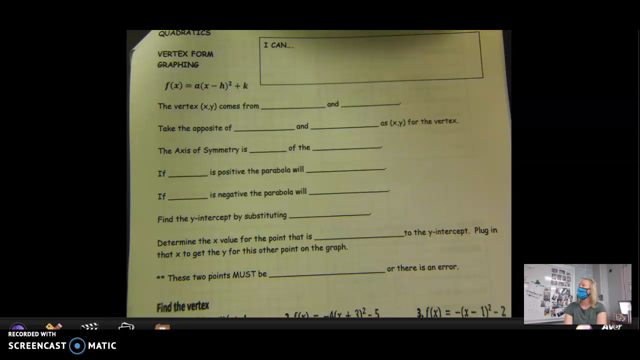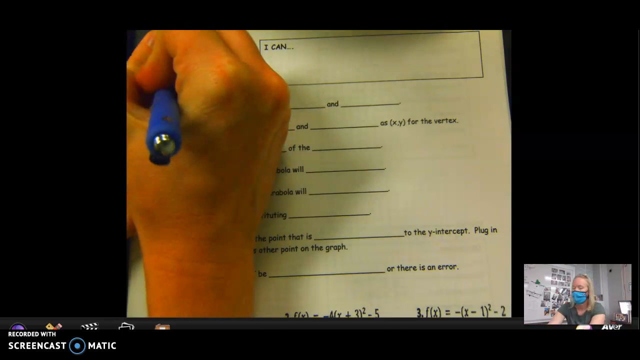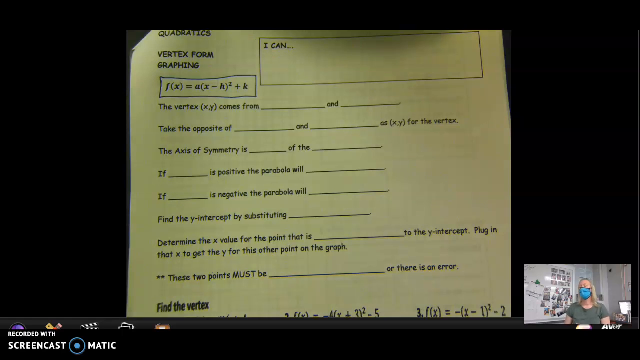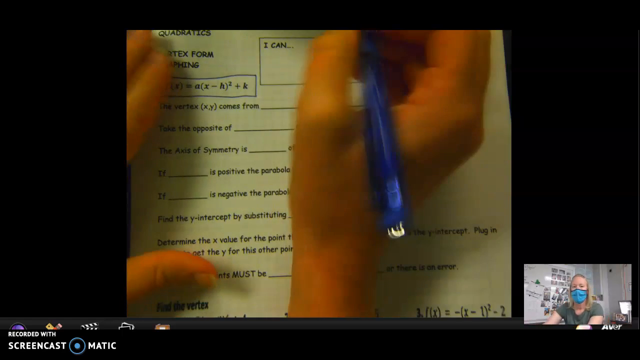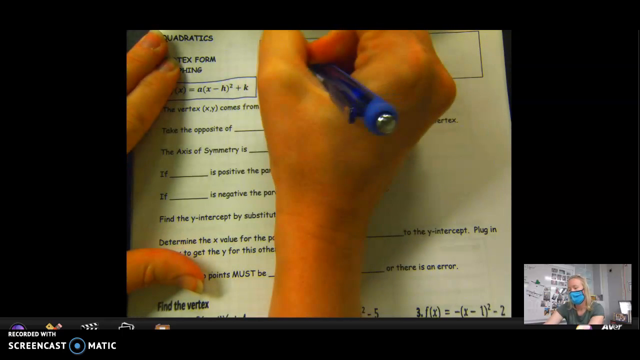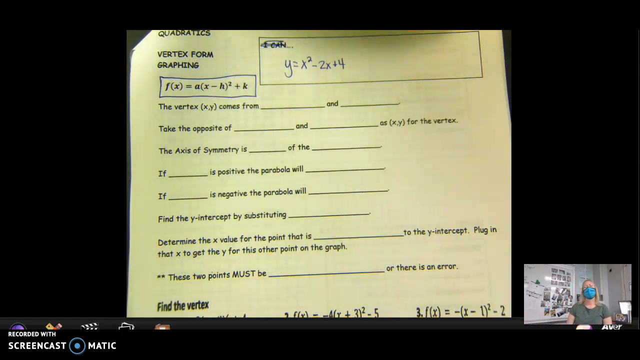So what we are doing today is we are going to learn how to graph from vertex form. This is what vertex form looks like. Okay. So before, you guys saw the quadratics in a form of like ax squared minus 2x plus 4, something like that. Okay, I don't even think that one works, but that's okay.